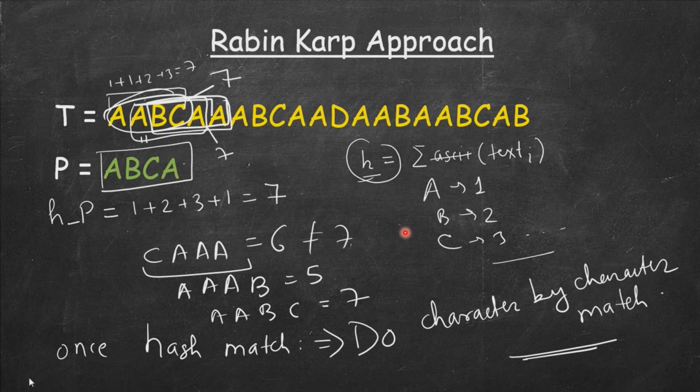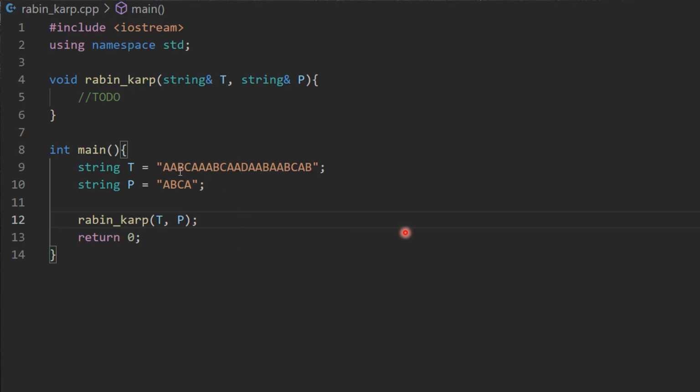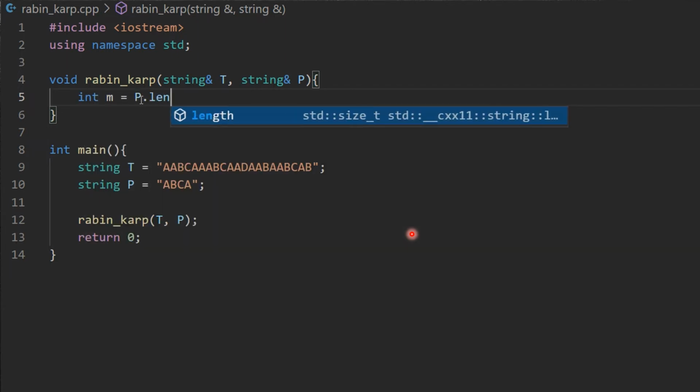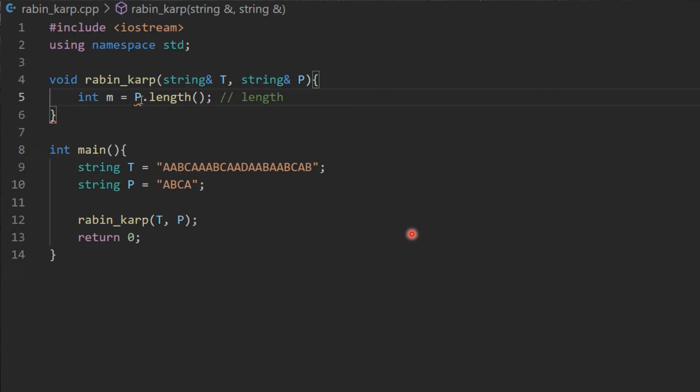Now we know how the Rabin Karp algorithm works. Let's see it in our code. So this is the text, this is the pattern, and we have to define a function Rabin Karp which takes text and pattern and returns or prints all the occurrences of P in T. So first let M denote the length of the pattern. Then we will calculate the length of the text.